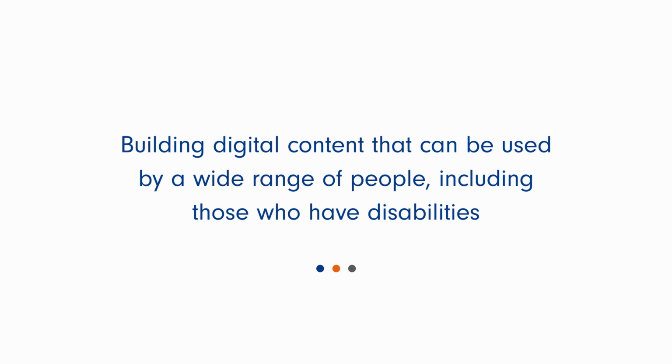Okay, so what is digital accessibility? Digital accessibility refers to building digital content that can be used by a wide range of people, including those who have visual, auditory, motor, or cognitive disabilities. I also want to note that while this is a topic about disabilities, it's actually something that benefits everyone, not just people with disabilities. At first, designing for accessibility might seem a little bit complicated.